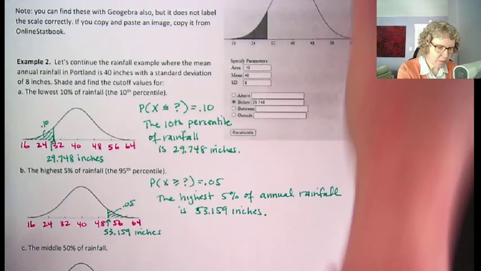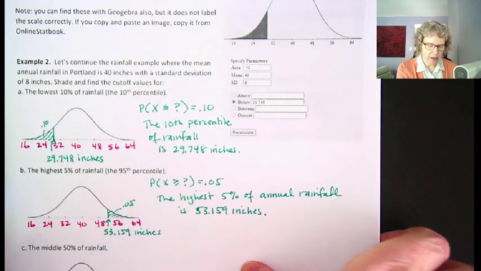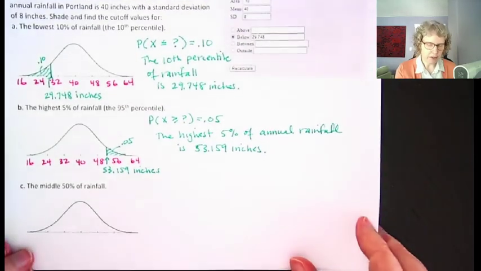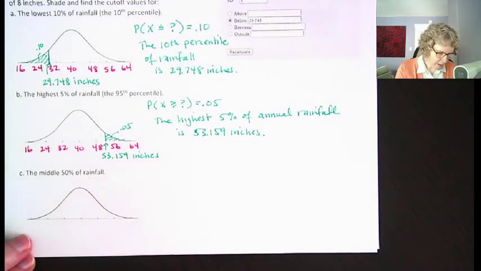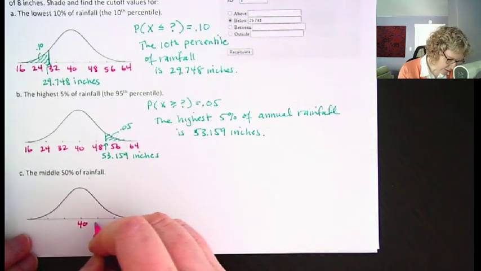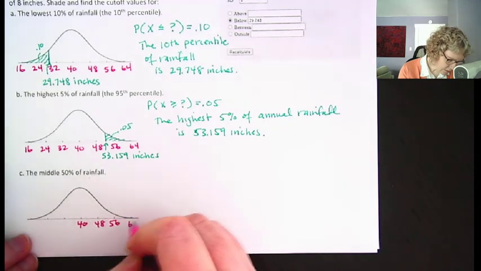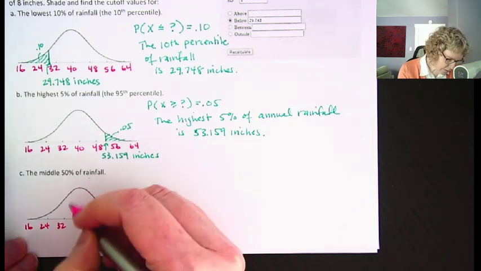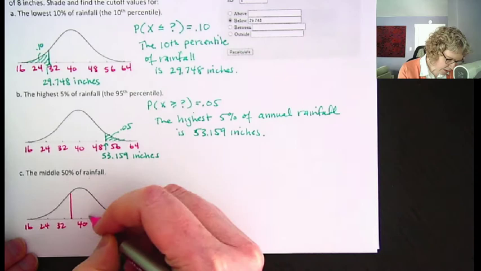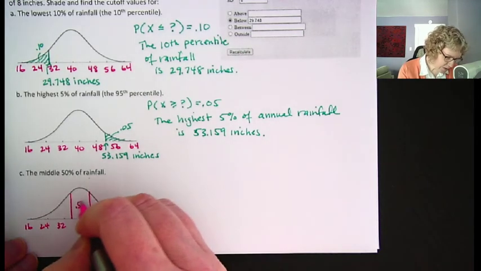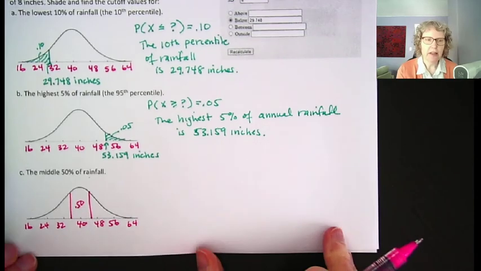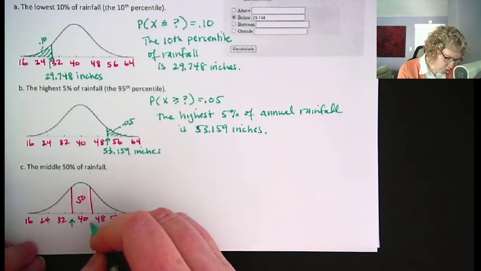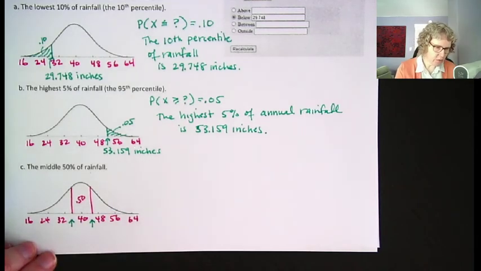Okay, one more example here, and now we get to use the middle 50% of rainfall. I'm going to show you two ways here. Online stat book is actually very nice for this. We want the very middle 50%. So I know it's not two standard deviations because that would be 68%. That's why the empirical rule is useful. So I know it's in here somewhere. And I want to know, what are these two cutoff values?